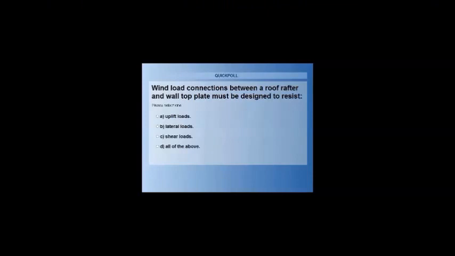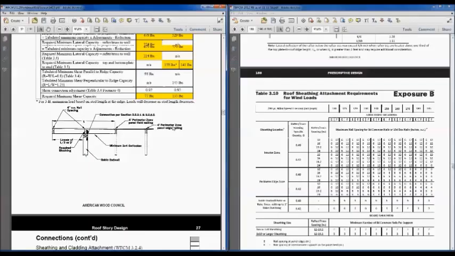All right, wind load connections between a roof rafter and wall top plate must be designed to resist uplift loads, lateral loads, shear loads, or all of the above. And once again, this should be a fast poll. I'm only going to give about 30 seconds for this one, so about 5 more seconds. And close.